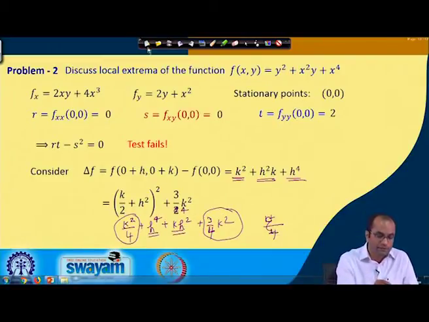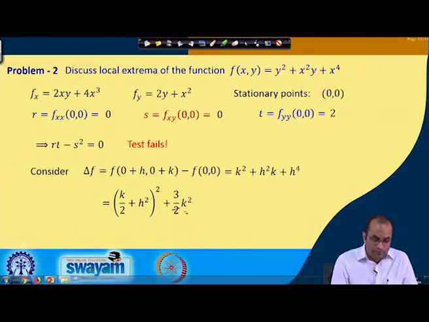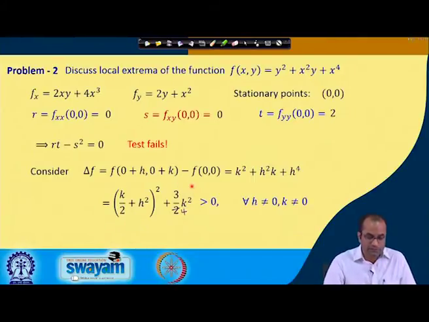Now we can try to get the behavior based on this term, which is clear because h and k both cannot be zero together. One of them can be zero and we will still be in the neighborhood, but we cannot set both to zero. If k is non-zero, we have something positive here, since it is a square. If h is non-zero, again this will be a positive term.